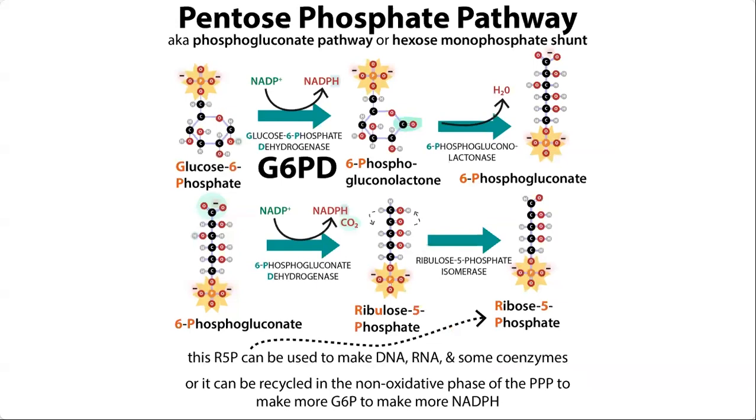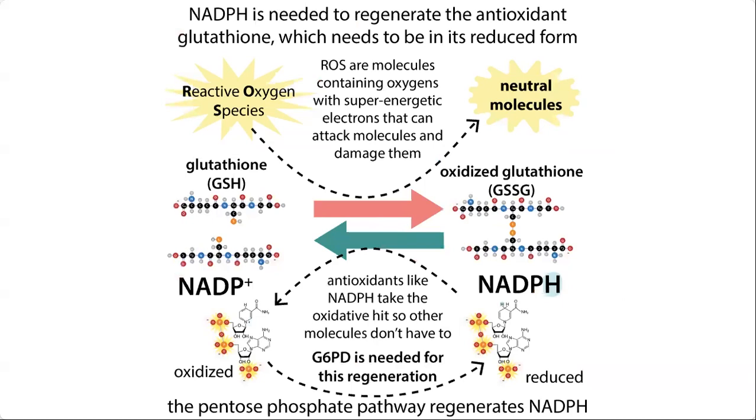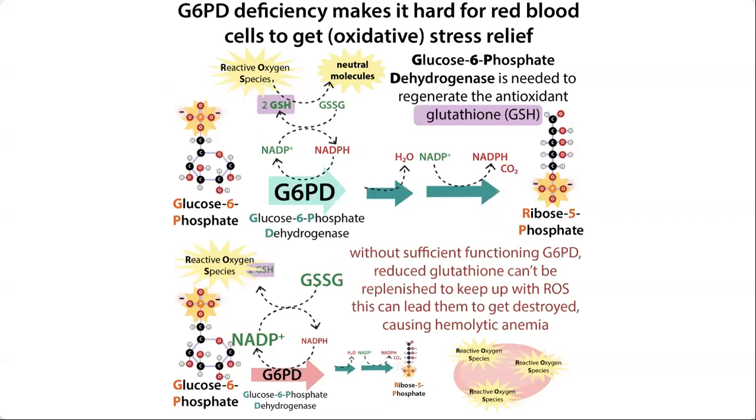But the NADPH really is important. And one of the things that it's important for is actually regenerating glutathione. So glutathione is one of our body's main antioxidants that basically is able to take the hit from reactive oxygen species to oxidize. So you go from these two glutathione molecules to oxidized glutathione, where you form this disulfide crosslink between them. In order to regenerate glutathione so it can be used as an antioxidant again, you need to reduce it. And it's reduced by NADPH. And this NADPH is made by this pentose phosphate pathway.